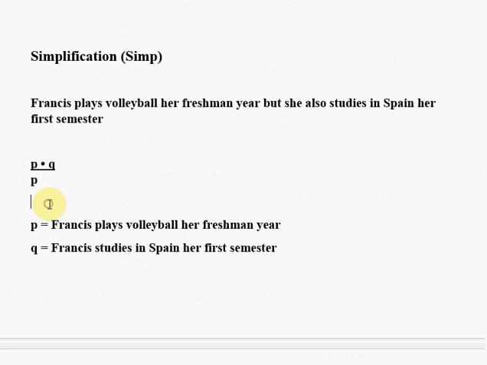So if we have that premise that Frances plays volleyball her freshman year, but she also studies in Spain her first semester, and that premise is a conjunction, then we could basically extract out the P. Basically, if that premise is true, then it would necessarily follow that Frances plays volleyball her freshman year. And that's why simplification is valid. If we assume the conjunction to be true, which, remember, means that both statements have to be true in order for the whole conjunction to be true, the P and the Q have to be true, then it necessarily follows that one of its conjuncts is true. So P would be true.